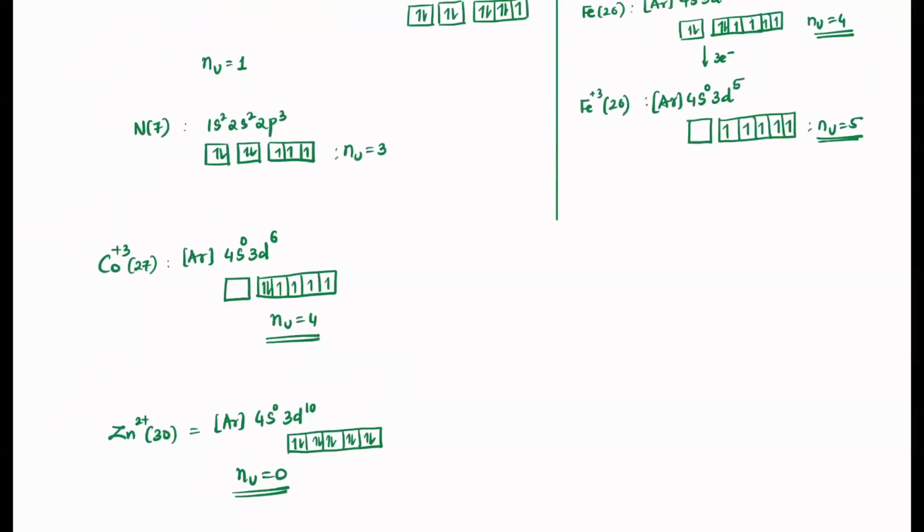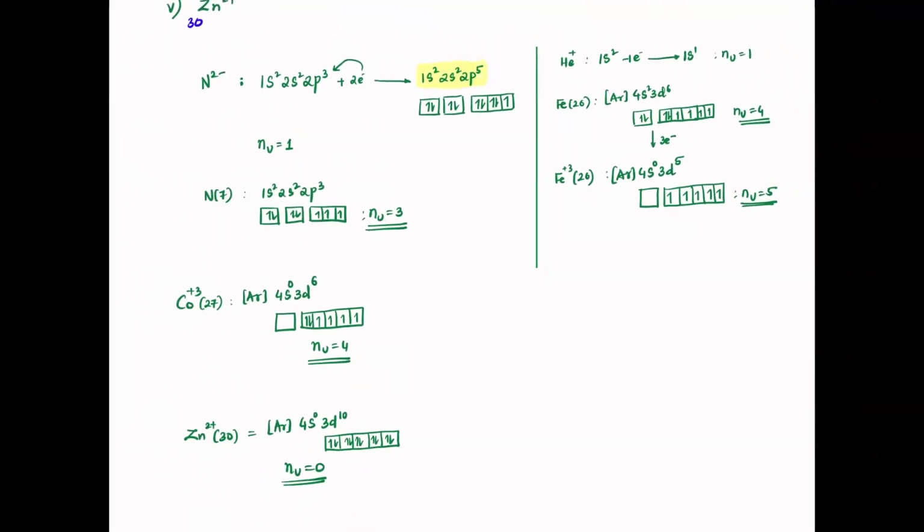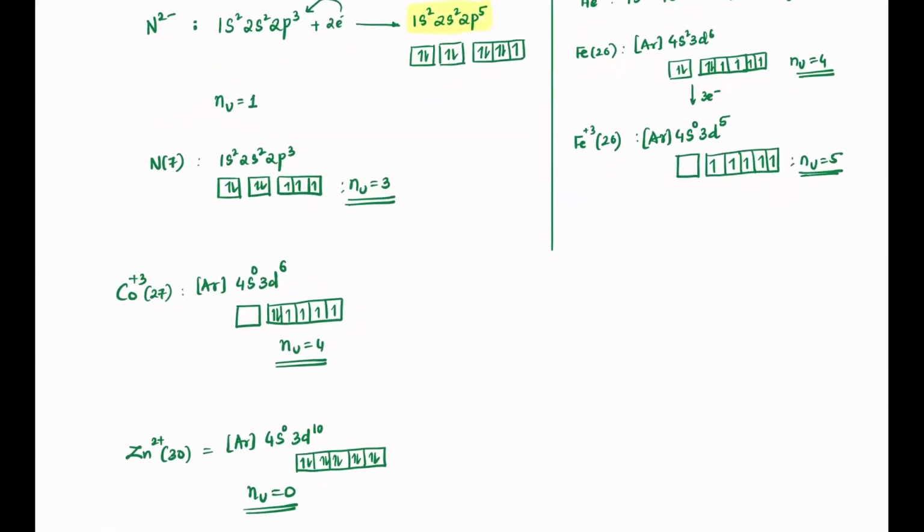Correct? Now notice something very interesting. When the number of unpaired electrons is 0, right?